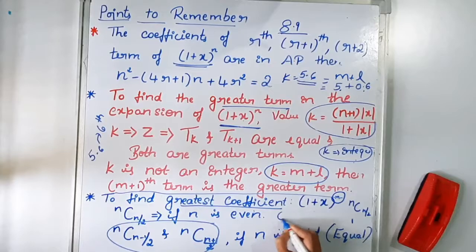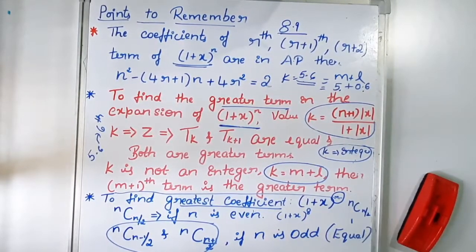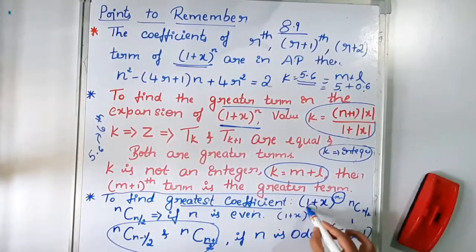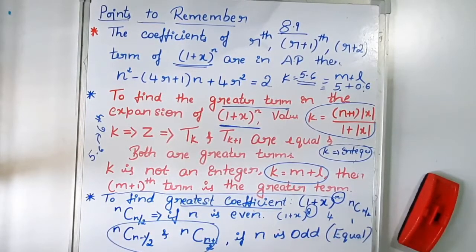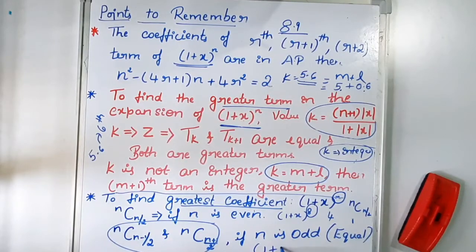For example, if it is of the form (1 plus x)^8, then the greatest coefficient will be 8C(8/2), that is 8C4. Okay. Now, if 9 is there, for example, this is of the form (1 plus x)^9. So, odd number. So, what we can do? One is 9C((9 minus 1)/2).